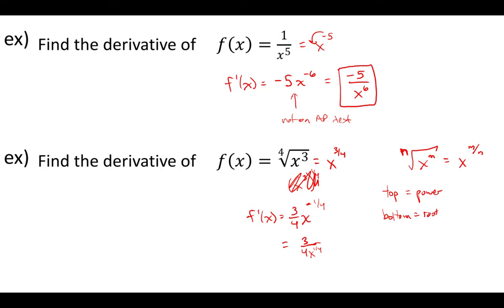We need to write that in root form as opposed to a rational exponent form. So then the 1/4 power, that's the equivalent to the fourth root. So this would be 3/4 times the fourth root of x to the first power, because at the top would be the power and the bottom would be the root. So the root index is 4. The power would just be 1, which we don't actually write there. So that would be how you'd want to write your answer.